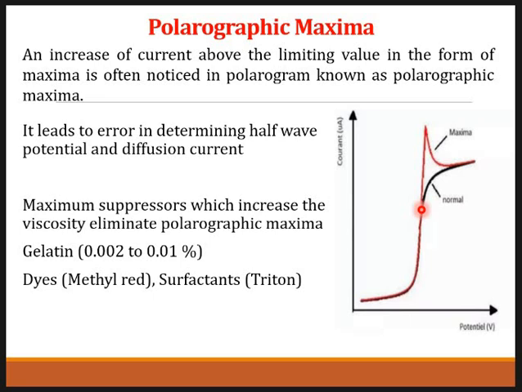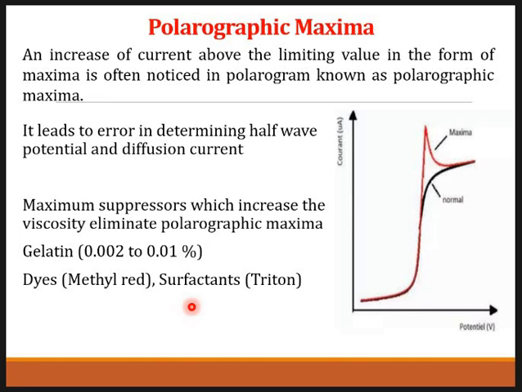So then how to eliminate this polarographic maxima? Just by using maximum suppressors, which will increase the viscosity of the medium, that will eliminate the polarographic maxima. Here the suppressors are surfactants, gelatin, dyes, and surfactants like Triton. Mainly gelatin and surfactant are used to reduce the polarographic maxima.